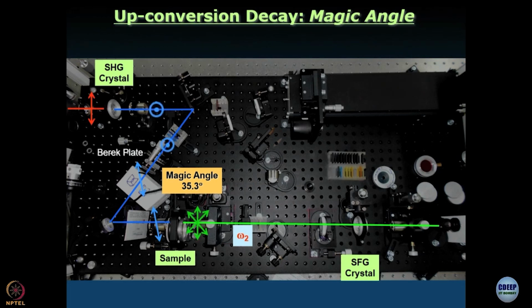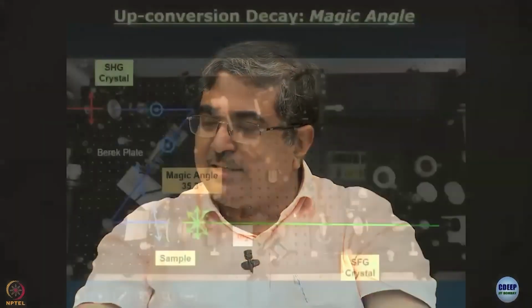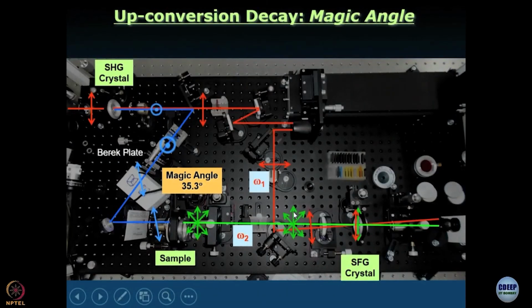Let us just say that a Berek plate is something that rotates the polarization, and you can rotate it to 35.3 degrees with respect to blue. Well, you rotate the polarization of the blue light by 35.3 degrees, so that you only look at fluorescence of this polarization. Okay. Magic angle to the fundamental.